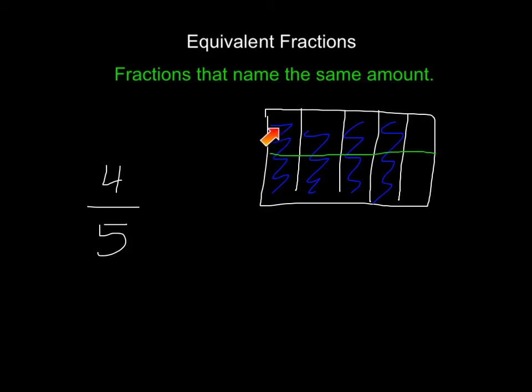So our equivalent fraction is going to be 8/10, because we now have 10 equal parts and 8 of them are shaded in. Notice we didn't actually have to change any of our shading here. All of our shading stayed the same, and therefore we have an equivalent fraction.